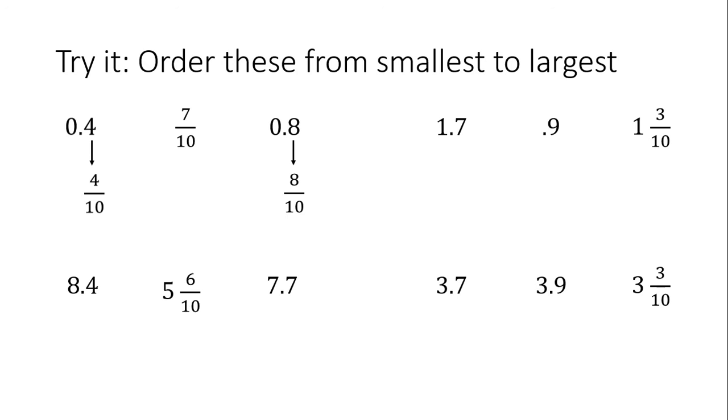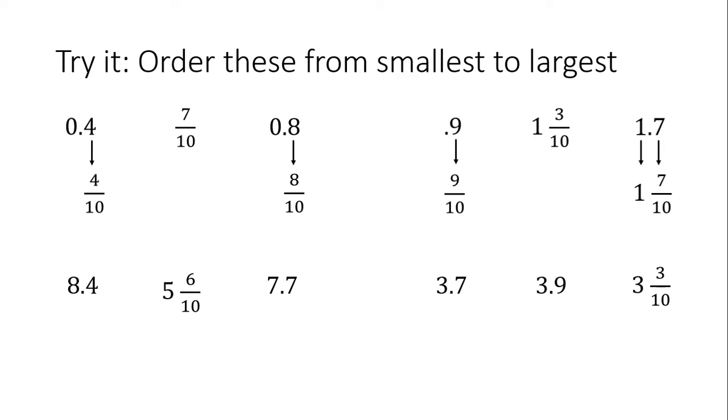What about 1.7, 0.9, and 1 and 3/10? Let's start with 1.7. Well, we've got wholes and parts. The 1 is just going to turn into 1, and then the 7 is in the tenths place, so 7/10. 1 and 7/10. 0.9, well, there's just a 9 in the tenths place, so 9/10. And then 1 and 3/10 stays the same. Okay, now everything's in fractions and we can sort it. 9/10 is clearly the smallest. 1 and 7/10 is the largest, and 1 and 3/10 is in the middle, so switcheroo. There we go.